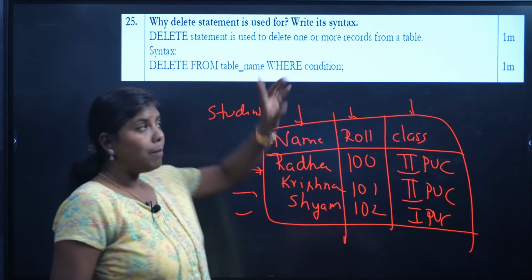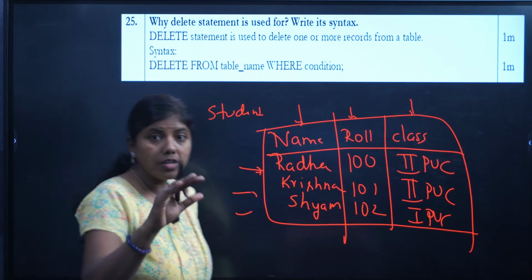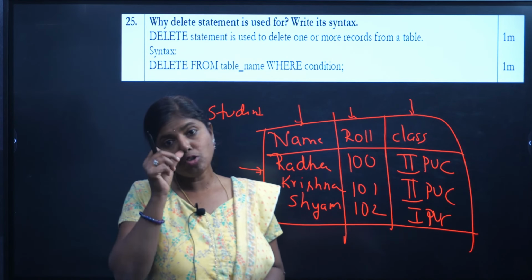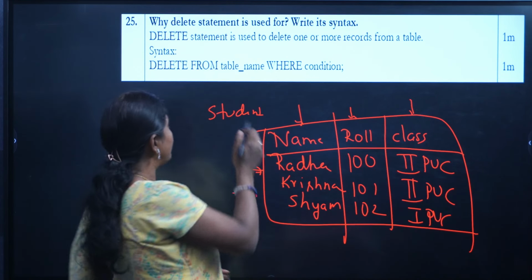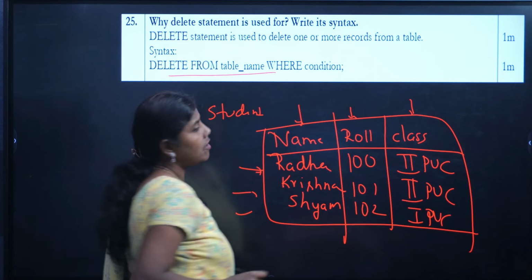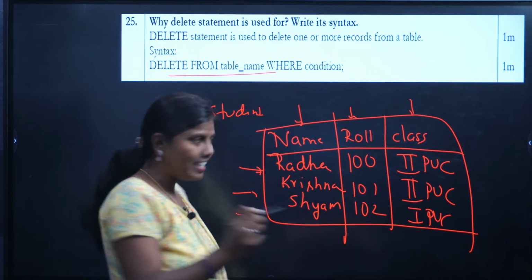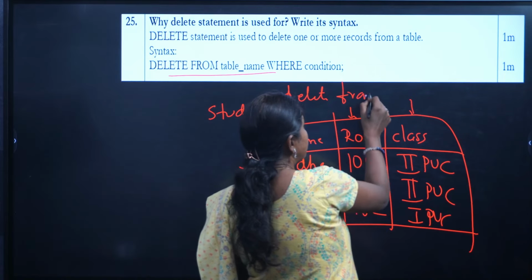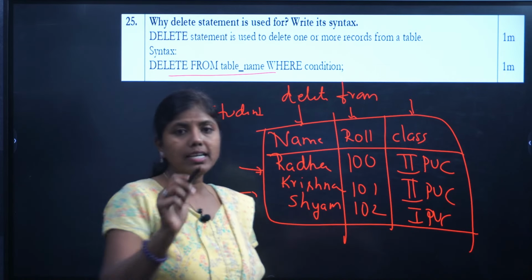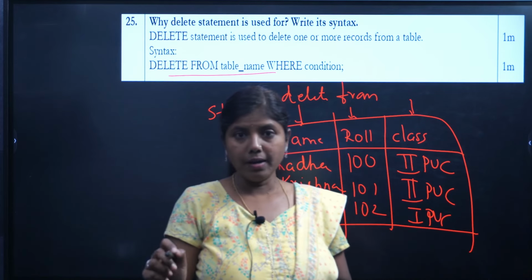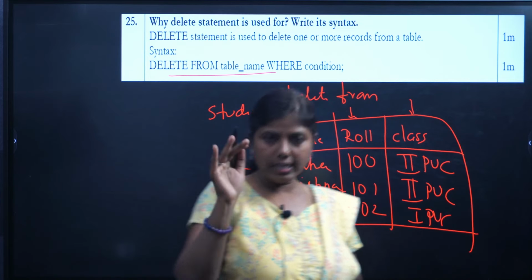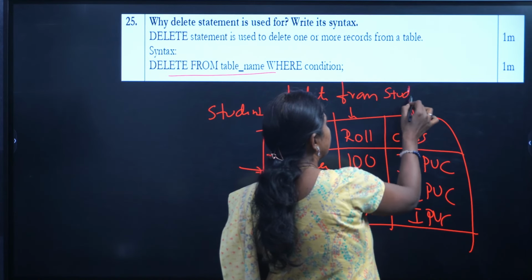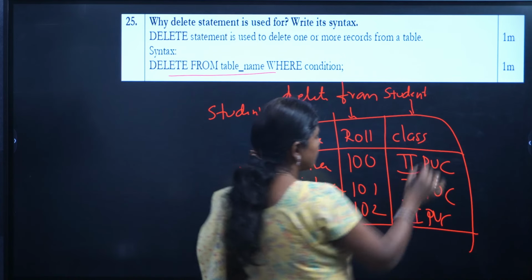How to delete it? By making use of a command, not a clause, called the delete command. How to use it? We need to write delete from table name where condition. Very simple. Remember, in case of a DML command, the table keyword will not come. Not delete table name, but delete from table name only. Directly write the table name.